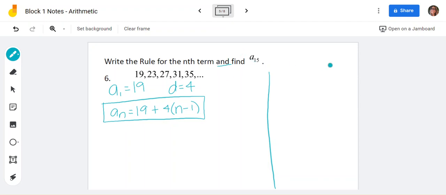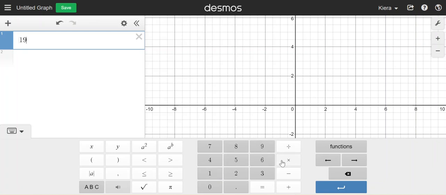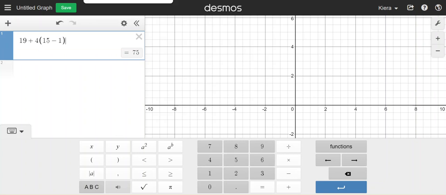Then we want to find a sub 15. That's telling us n is 15. So a sub 15 would equal 19 plus 4 times 15 minus 1. And then just pop that right into Desmos. 19 plus 4 times 15 minus 1. And we get that the 15th term would be 75.